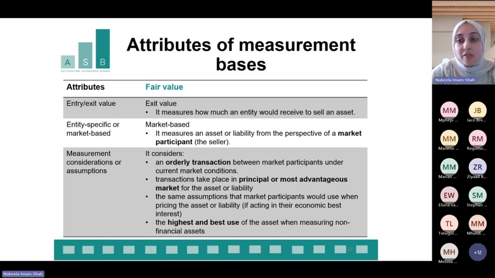Fair value measurement of a non-financial asset takes into account a market participant's ability to generate economic benefits by using the asset in its highest and best use, or by selling the asset to another market participant who would use the asset in its highest and best use.